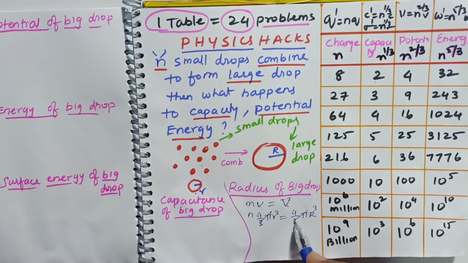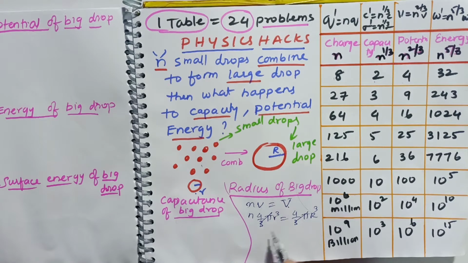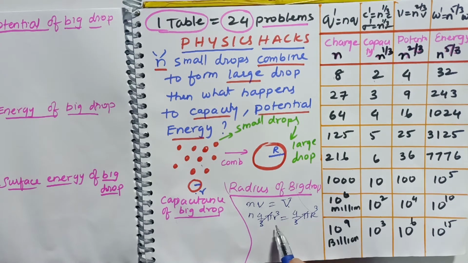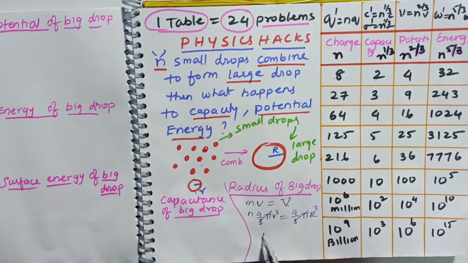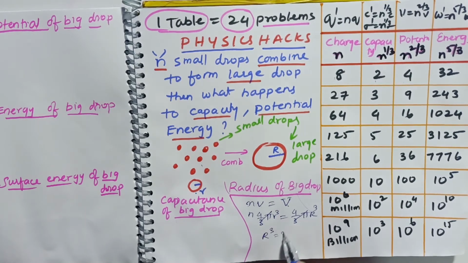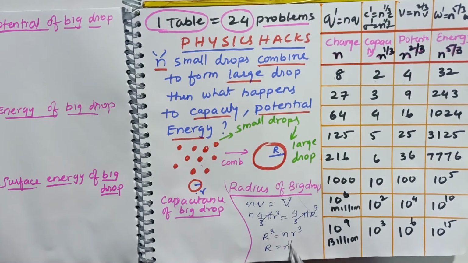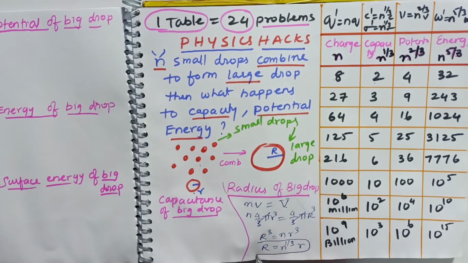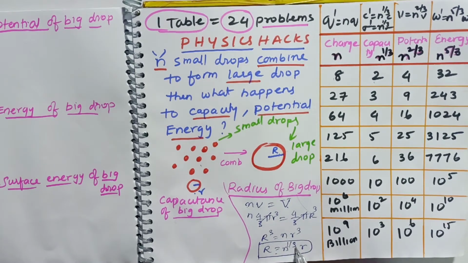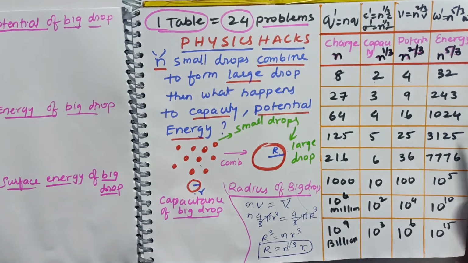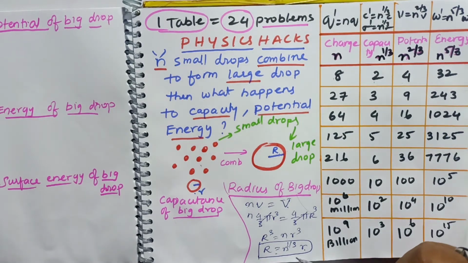So 4 by 3 gets cancelled. Then what is left? From this you understand that capital R cube is equal to n times small r cube. So capital R is equal to n power 1 by 3 times small r. This is the first relation you got. Therefore the radius becomes like this.